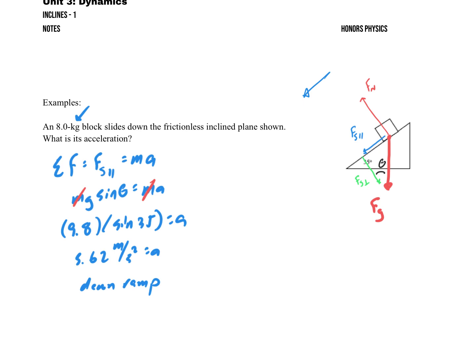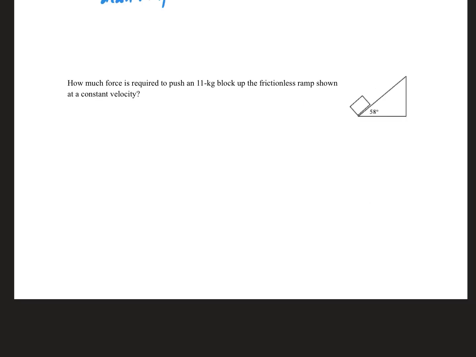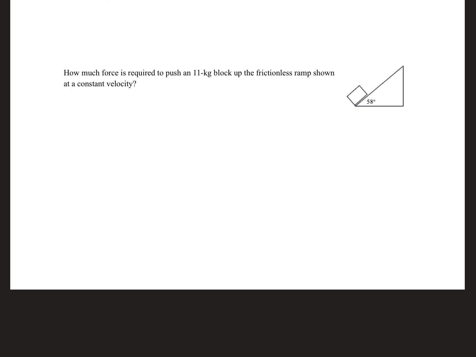All right, the next one we have is the following. We have something being pushed up a frictionless ramp. How much force is required to push it up a frictionless ramp at a constant velocity? So I already know that the net force on the object is going to be 0.